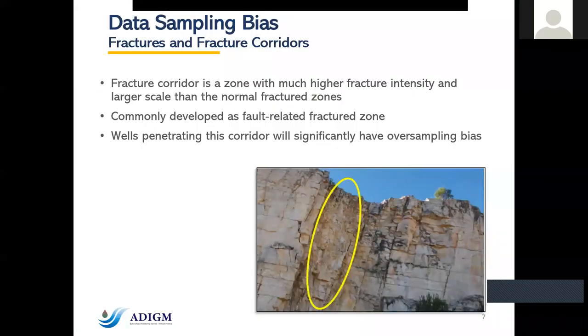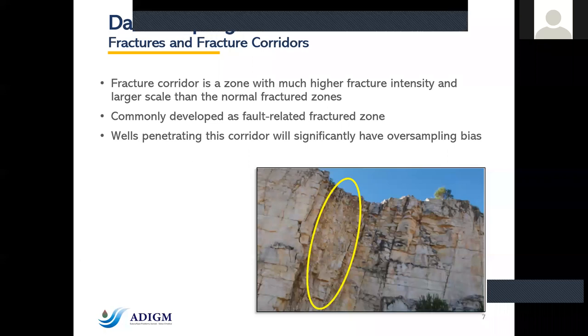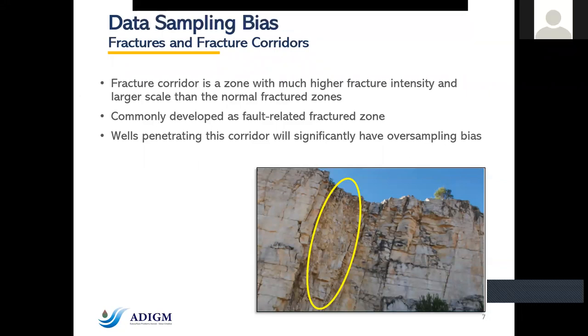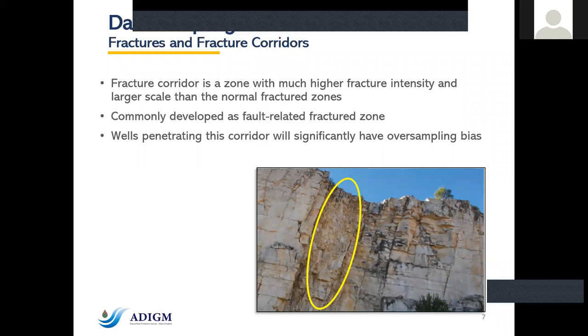Another potential sampling bias is the presence of the fracture corridor. Well, in the fracture corridor, we will tend to have a higher fracture intensity compared to the other area. The fracture corridor itself is a weak zone where a fault slip will likely occur, or where faults are initiated. So most of the faults started with this fracture corridor.